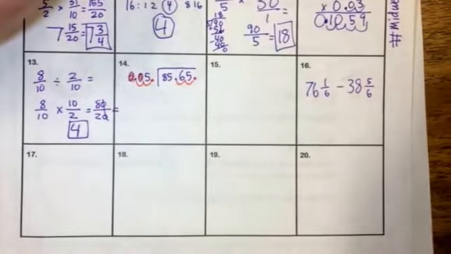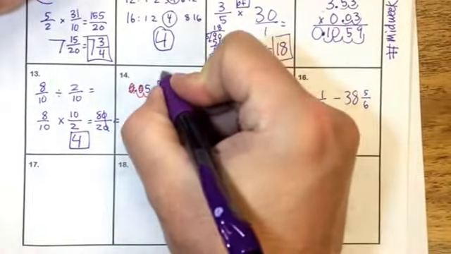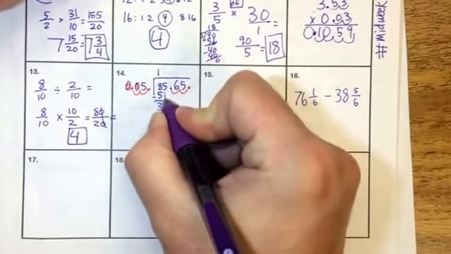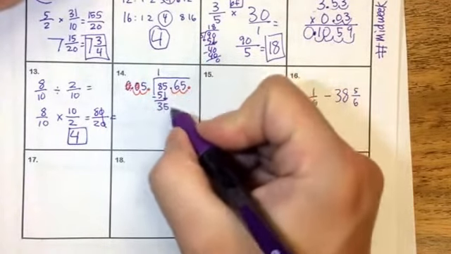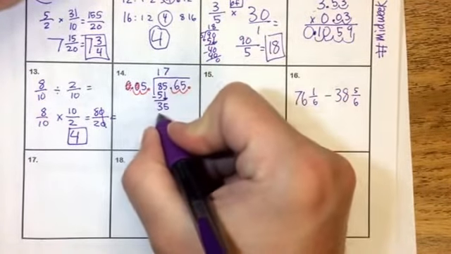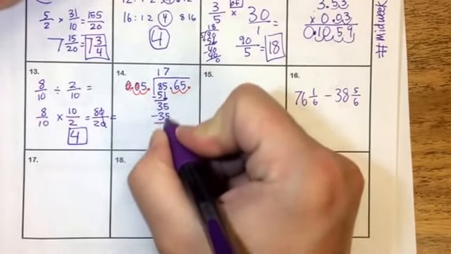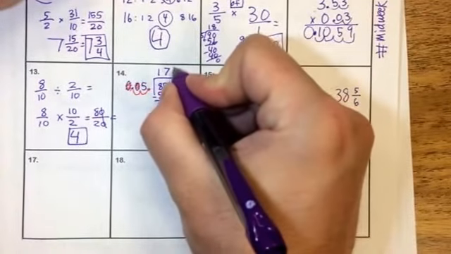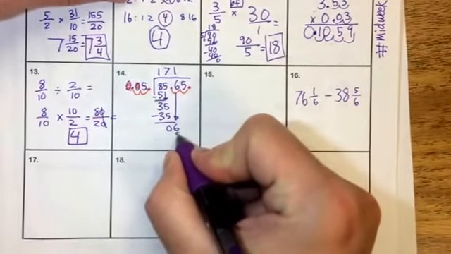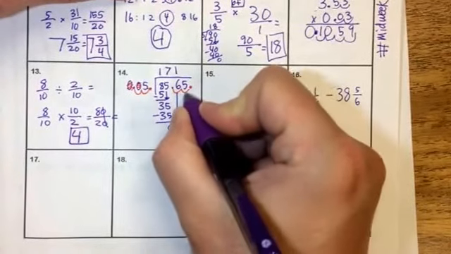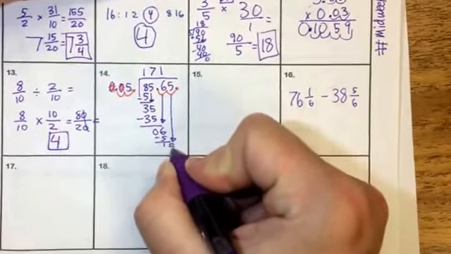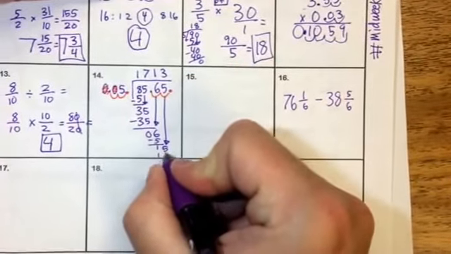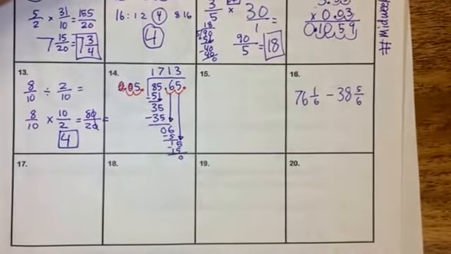Alright, so now you just divide like normal. 5 goes into 8 one time. 1 times 5 is 5. 8 minus 5 is 3. Pull down your next 5. 5 goes into 35 7 times. 7 times 5 is 35. I get 0. Pull down my 6. 5 goes into 6 one time. 1 times 5 is 5. 6 minus 5 is 1. Pull down my last 5. 5 goes into 15 3 times. 3 times 5 is 15. When you get none, you are done.